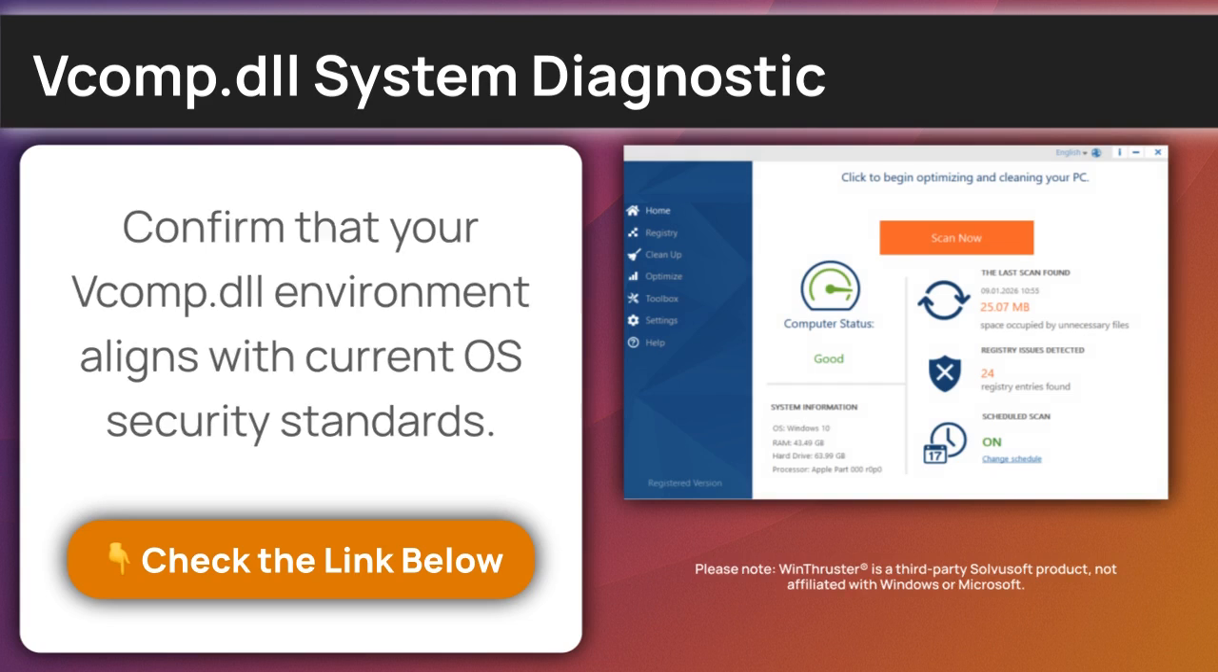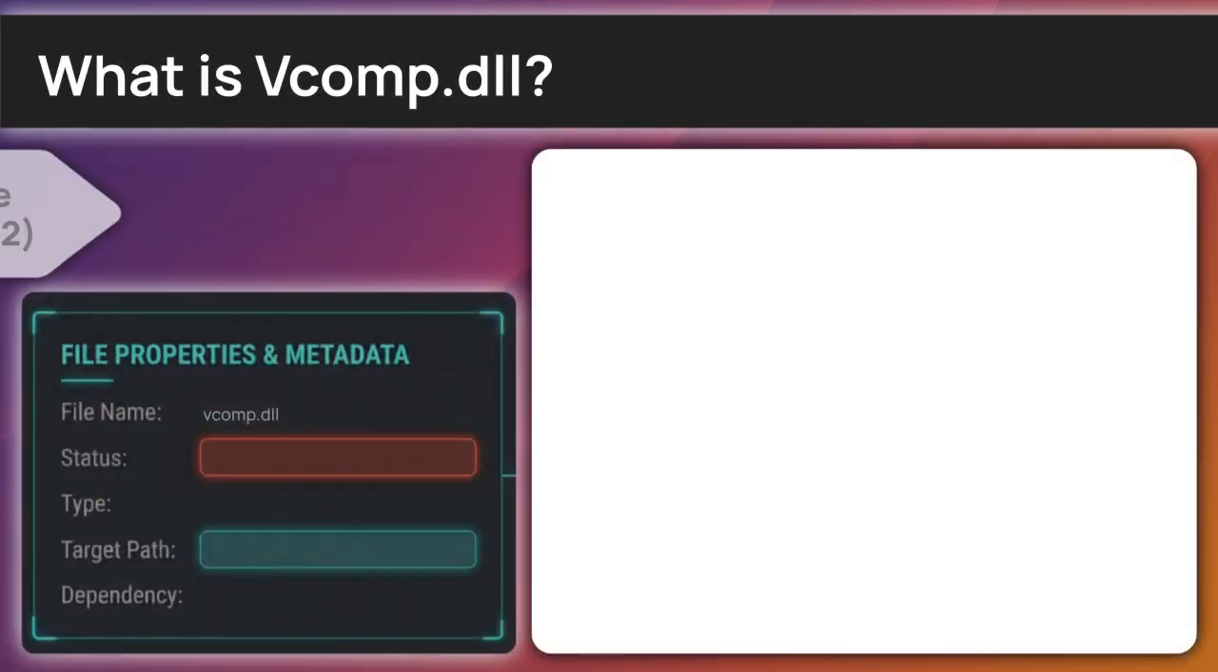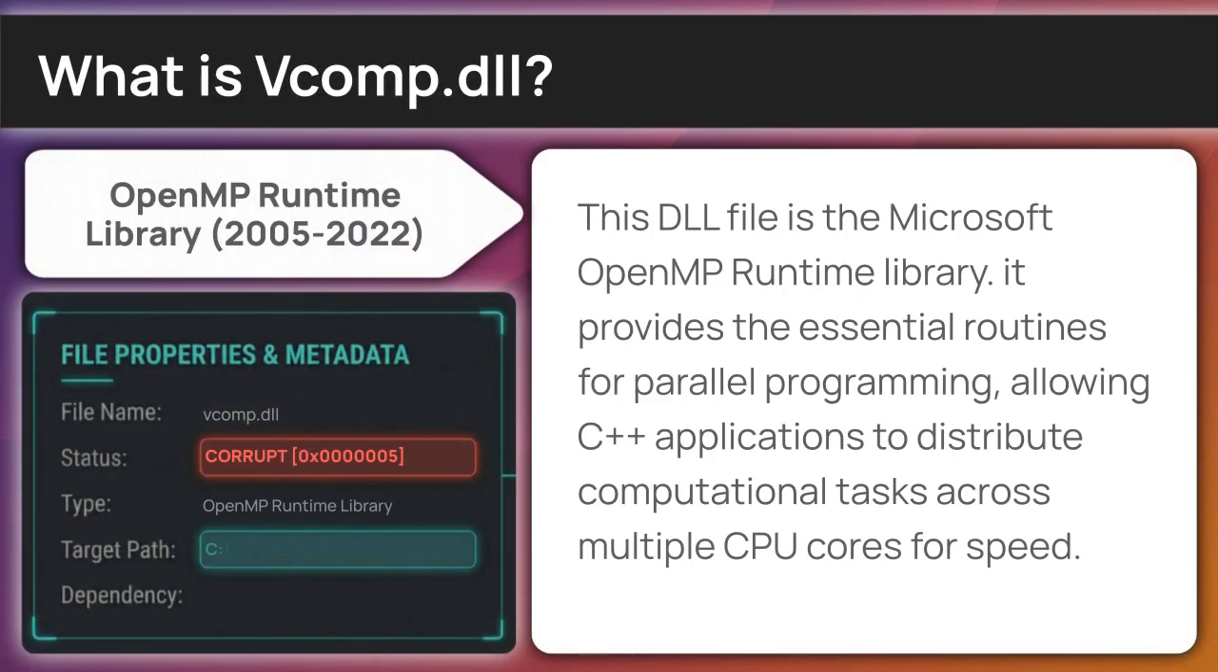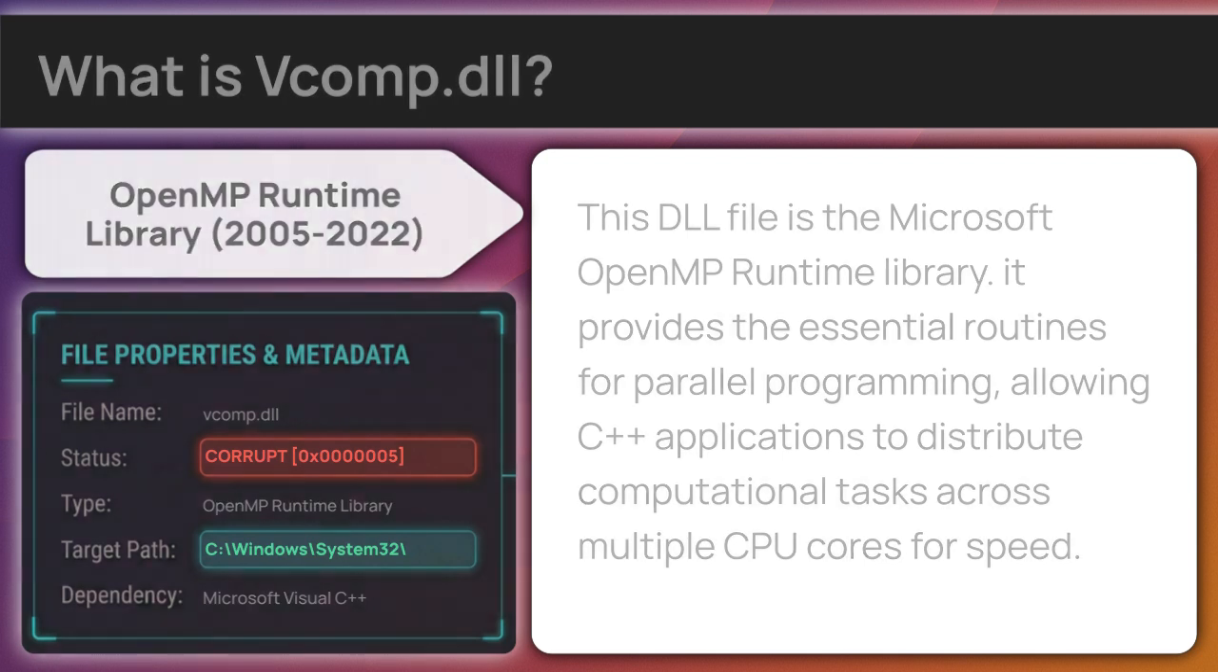This DLL file is the Microsoft OpenMP Runtime Library. It provides the essential routines for parallel programming, allowing C++ applications to distribute computational tasks across multiple CPU cores for speed. Now that you have the context, let's move into the repair process with a fresh installation.